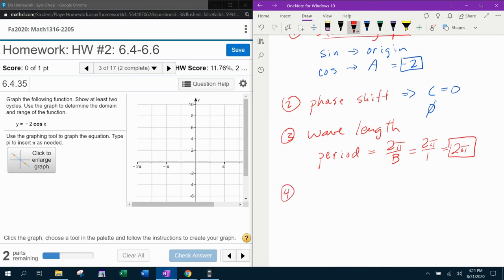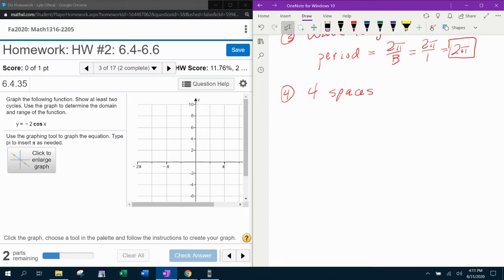Step number 4, you need 4 spaces from start to finish. That's the way I remember step number 4: 4 spaces, 4 and 4. Step number 5, lay out your points. Y-O-U-R. Lay out your points. And step number 6 is connect the dots.